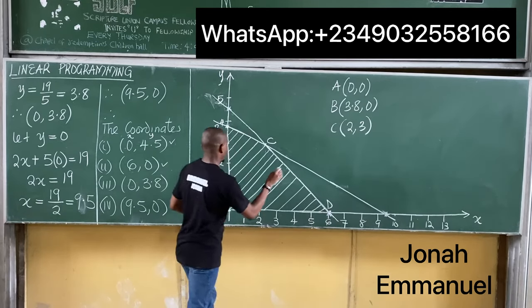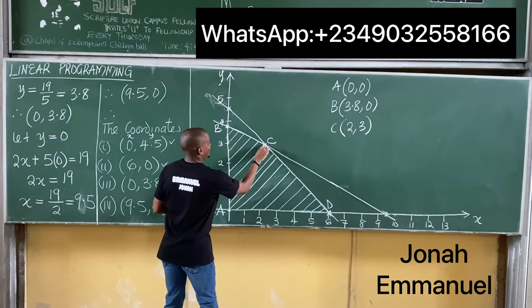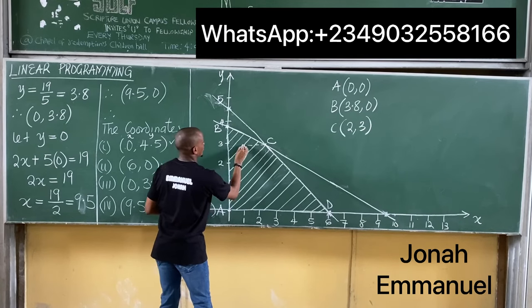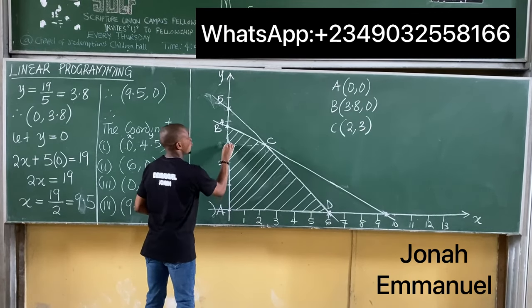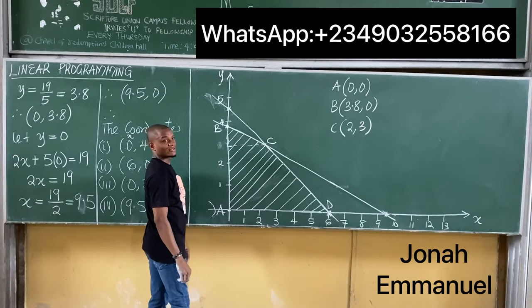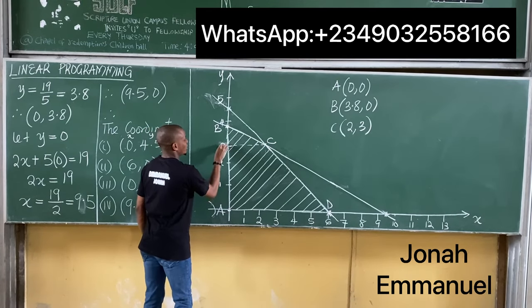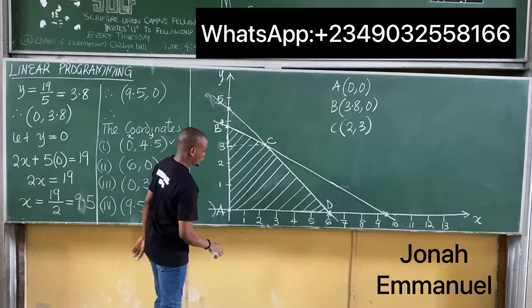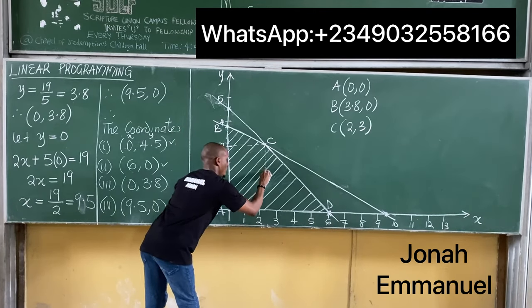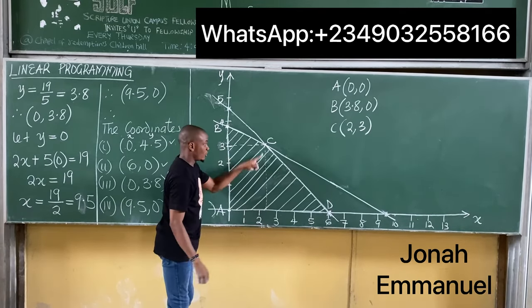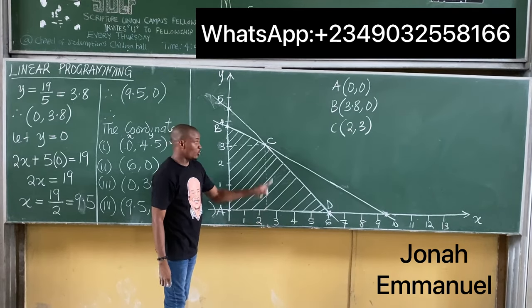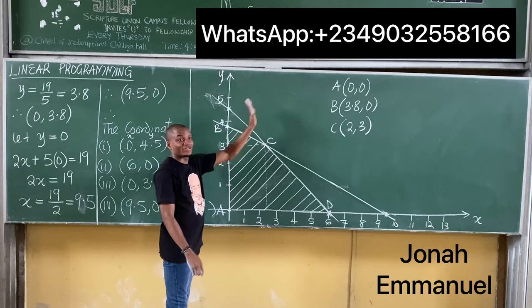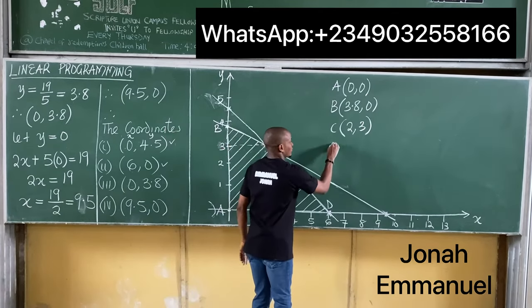So trace this, mine try. We'll confirm this using simplex. So y is 3, and x is 2. Trace this down. So with a graph, you're getting x as 2. This one is a board drawing. With the graph, you got this as x 2 and y 3. So that's C. Get out D.